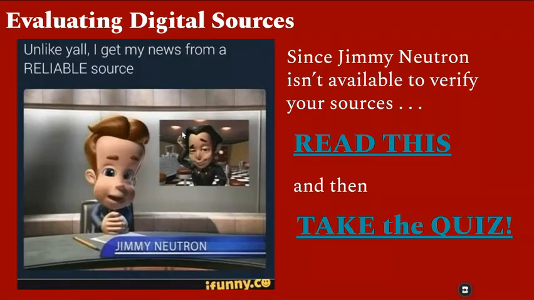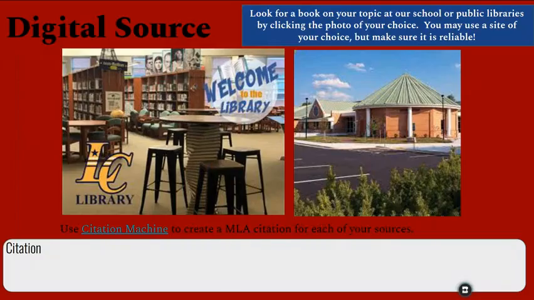And then you're going to move on to evaluating digital sources. Since Jimmy Neutron isn't here to verify your sources, you're going to read this article and then take the quiz. That is a graded portion. Every one of these slides is graded, but some of them have links to quizzes. This is one of those.